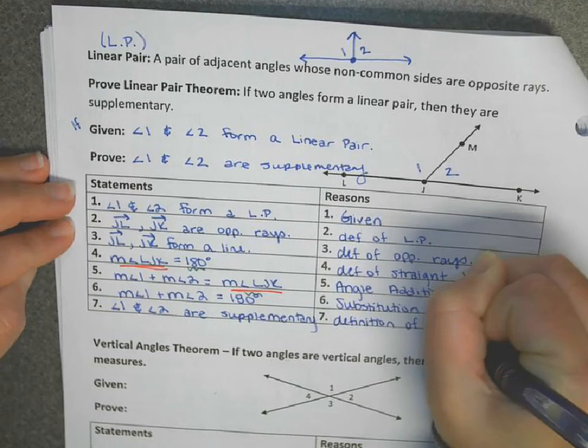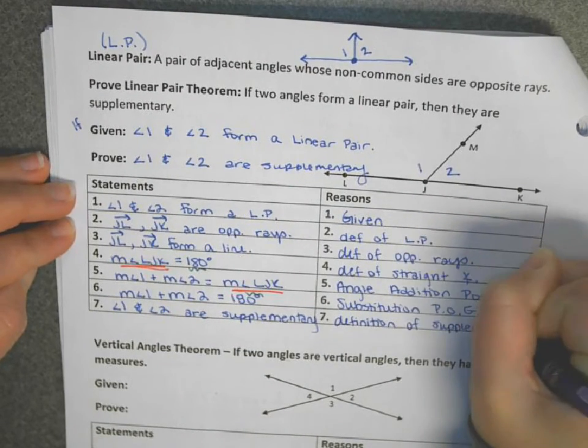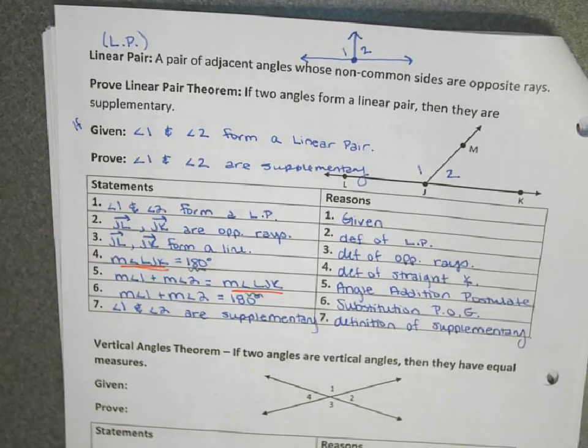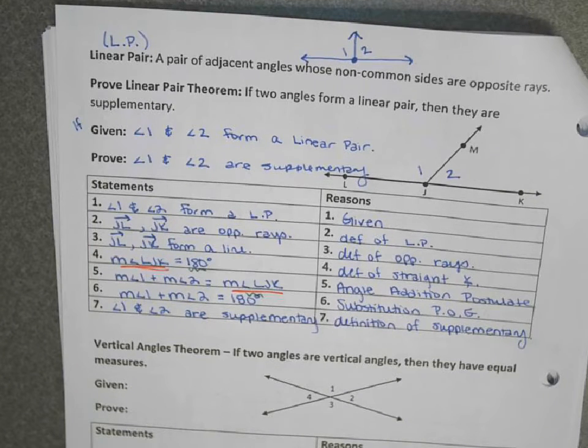The definition of supplementary says that if two angles add to 180 degrees, then they are supplementary. Or if two angles are supplementary, then they add to 180 degrees. Since that's a really good definition, we could write it as a biconditional and say two angles add to 180 degrees if and only if they are supplementary. That's how we'd write it. Right? That's why we learned about those good definitions. Okay? We practiced them.